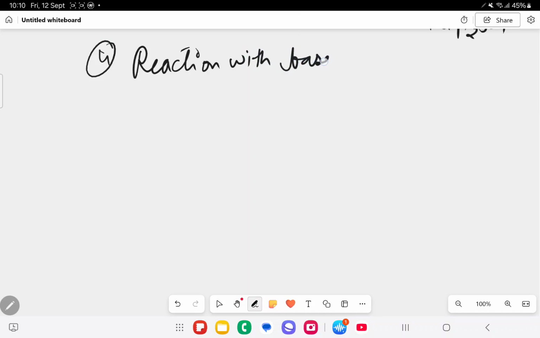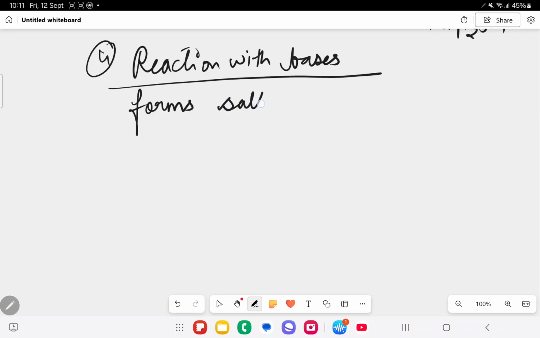Okay. Now reaction with bases. Non-metals can react with strong bases to form salts. They form salts with strong bases.